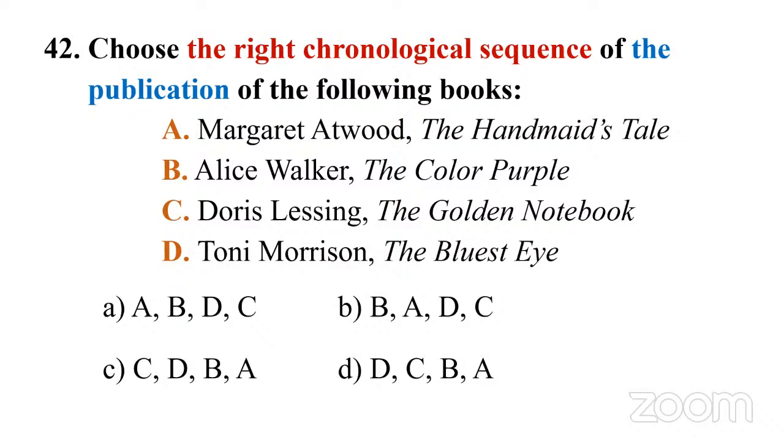Of course, if we come to that decision, then the 3rd position goes to Alice Walker. We have to decide the first one. Is it Doris Lessing or Toni Morrison? So let's go to the answer. Answer is C, option C. This is the right order. First, Doris Lessing's The Golden Notebook, then Toni Morrison's The Bluest Eye, then Alice Walker's The Color Purple, then finally Margaret Atwood's The Handmaid's Tale.